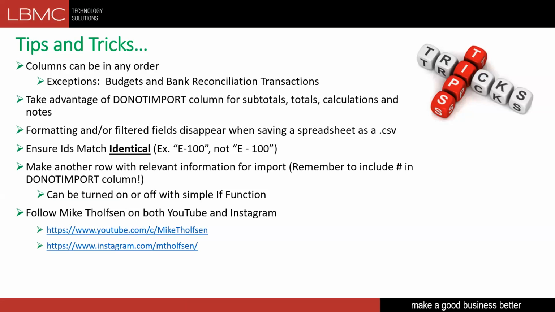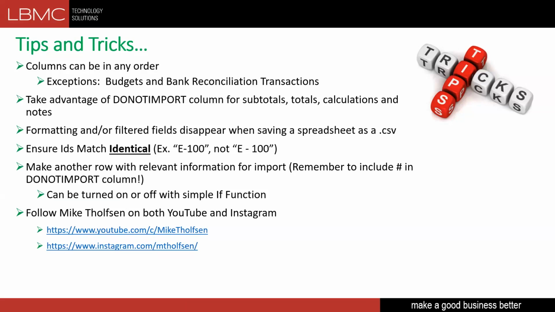Take advantage of the do not import column for subtotals, totals, calculations, and notes, okay? That's going to be that hashtag or pound symbol. Formatting or filtered fields disappear when saving a spreadsheet as a CSV. So we talked about that before. Those preceding zeros are going to disappear. Any type of formatting that you've done inside the file, that's going to disappear as well.